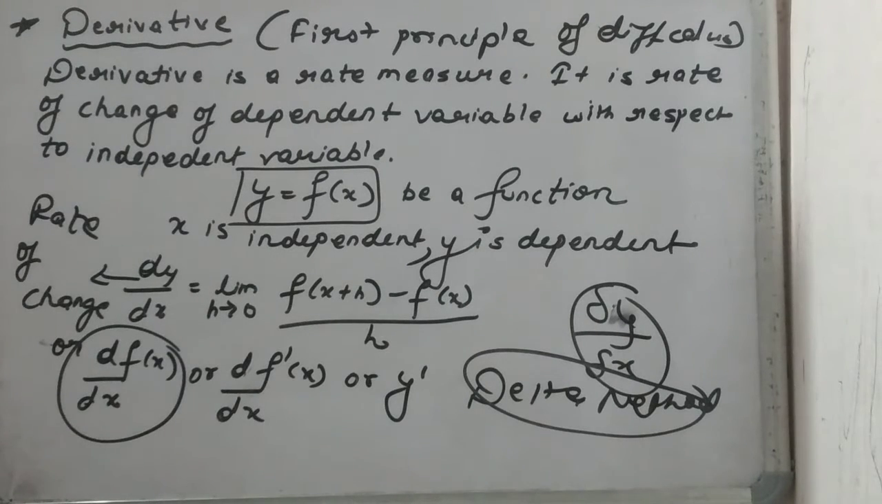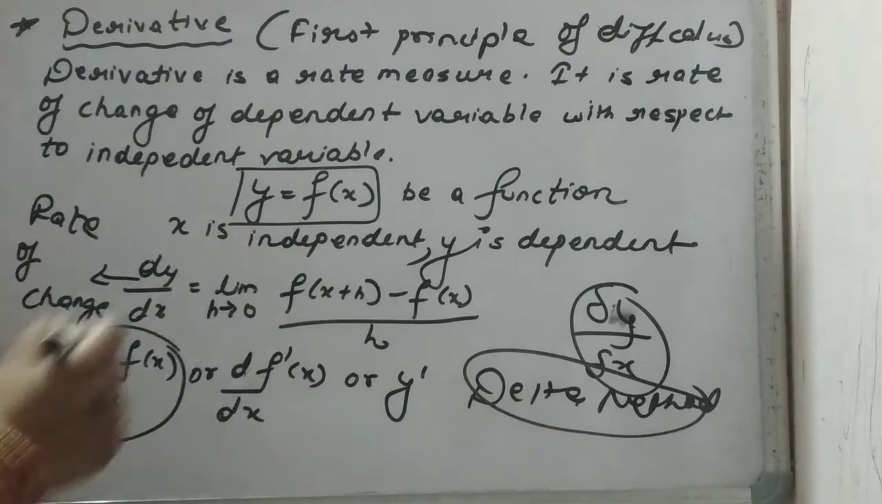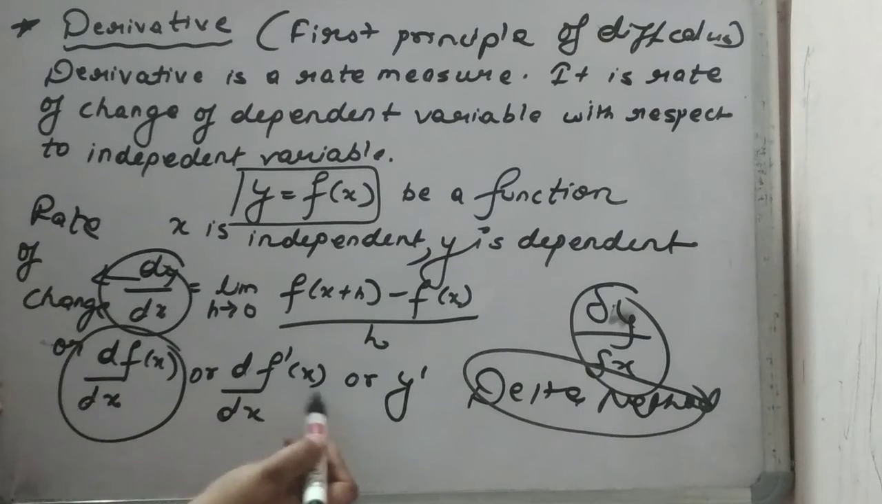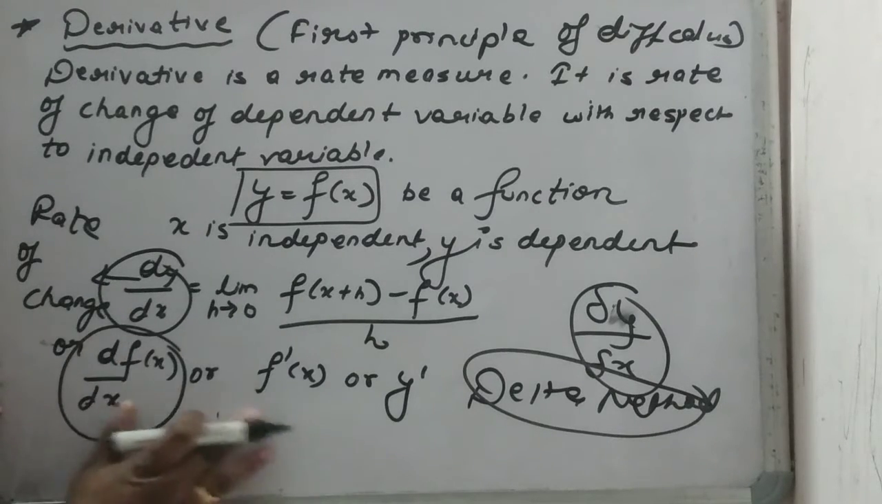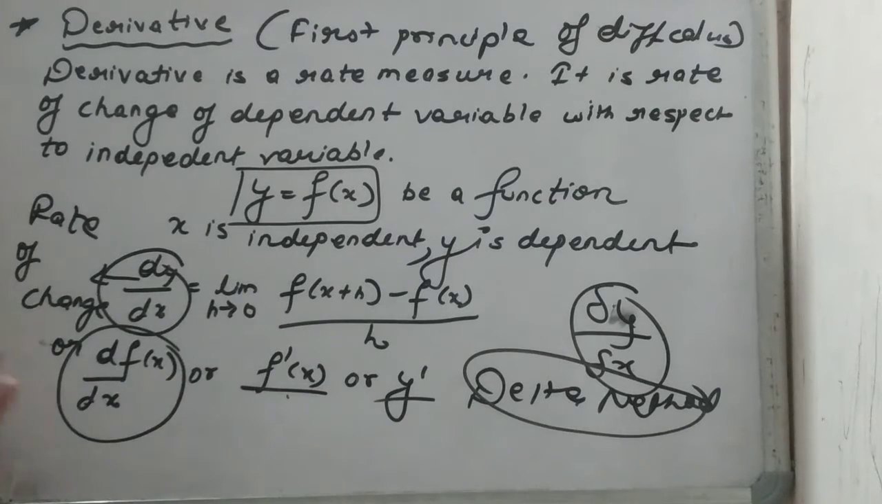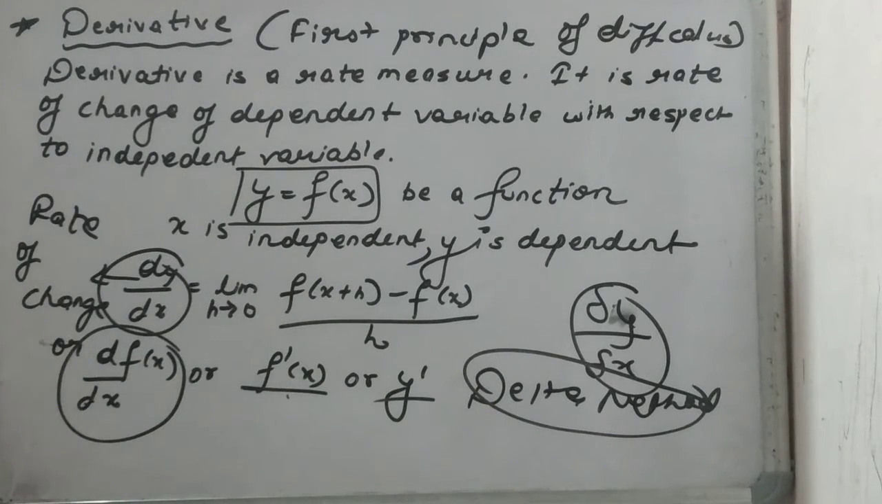You know very well the function can be denoted by any letter. Either you can write dy upon dx, d of f of x upon dx, or after differentiation we can write f dash x and y dash. After differentiation, in the place of this one you can write this one also and this one also. So this is the first principle of the derivative. We can solve any question, you will understand.